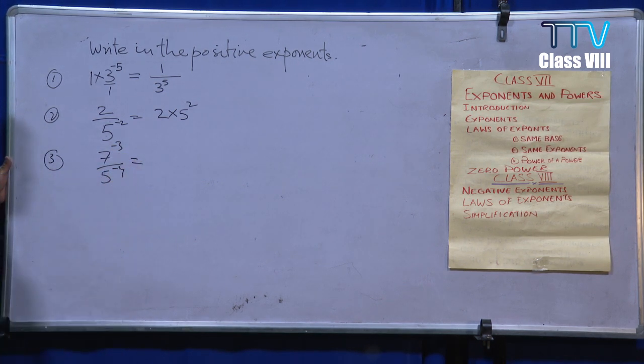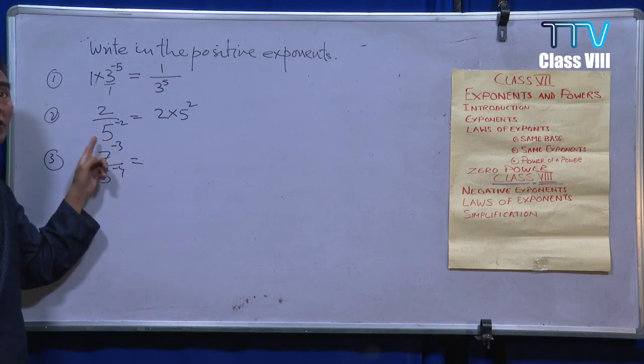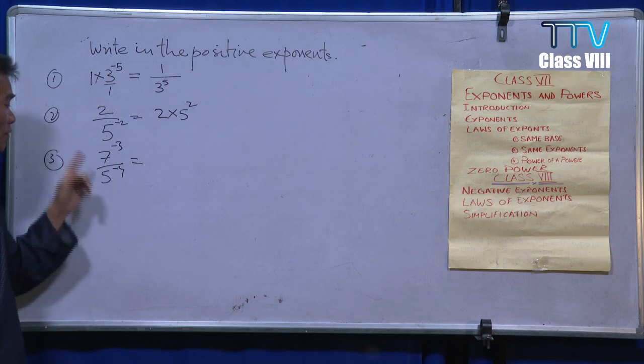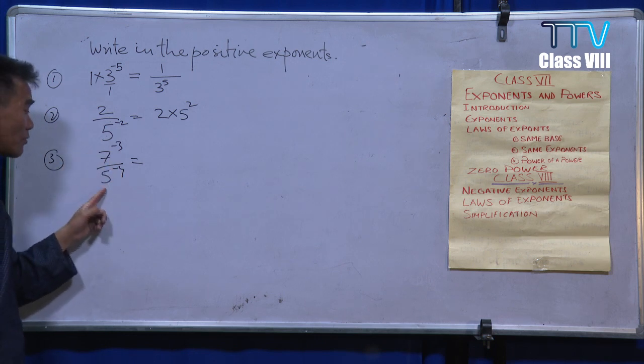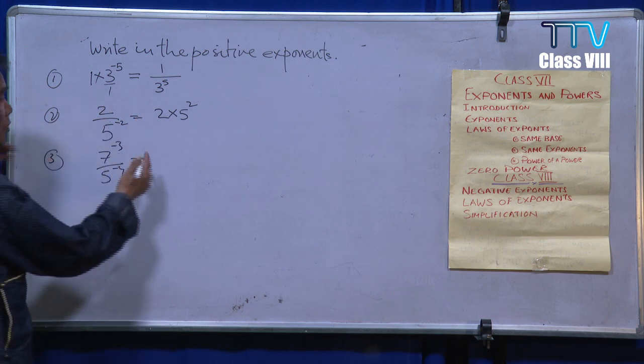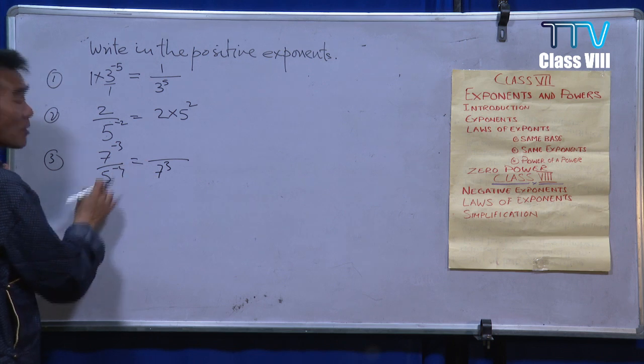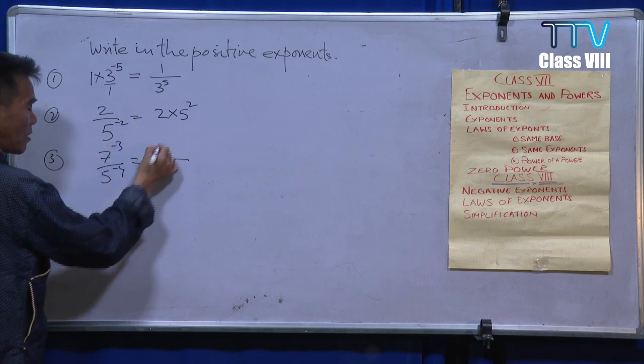7 raised to power negative 3 becomes 7 raised to power 3. 5 raised to power negative 4 becomes 5 raised to power 4.